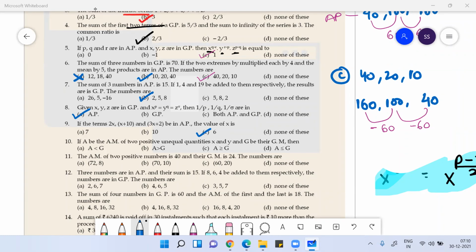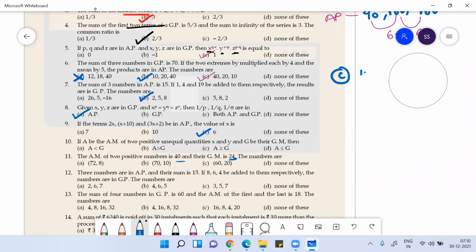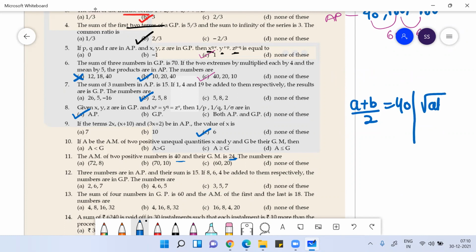Like 11th, the arithmetic mean of two numbers is 40, and the geometric mean is 24. So how will you do this kind of question? Arithmetic mean of two numbers means (a plus b) by 2 is 40, and geometric mean means root ab is equal to 24. Fine. Solve it, find the numbers. Use the options.